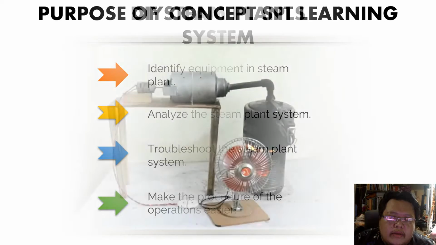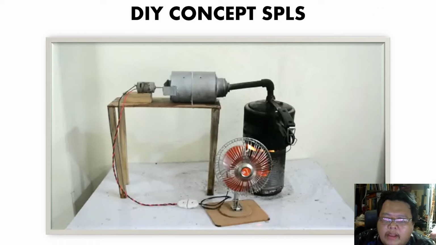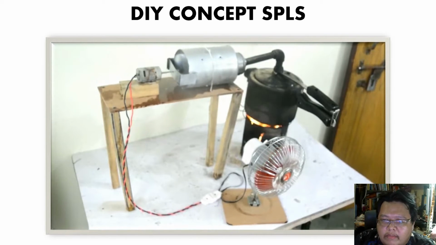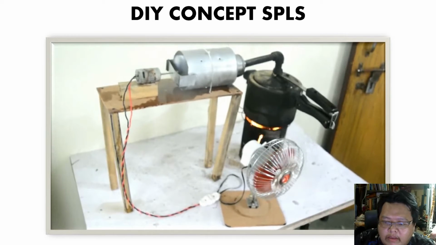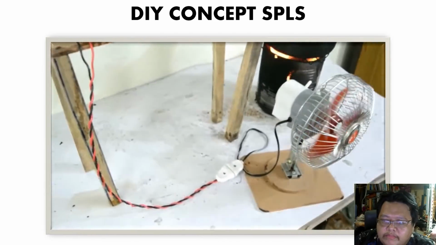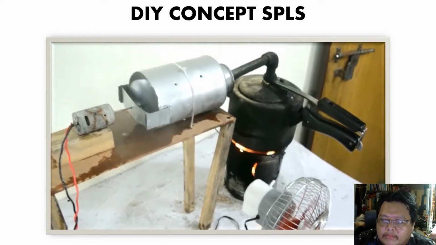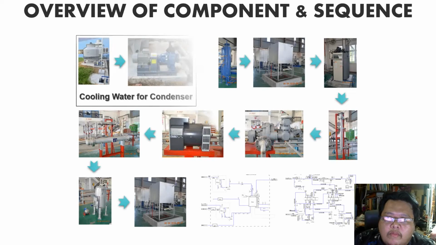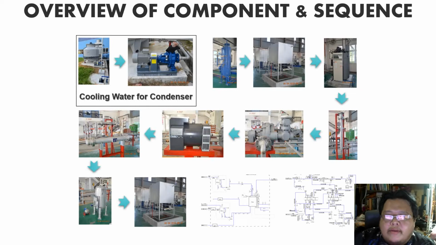This is the DIY concept of SPLS, the Steam Plant Learning System. As you can see, the steam operates the turbine to generate electricity, so the fan can move. Now, this is the overview of the components and circuit of our plant. I will go step by step to explain how our plant works.